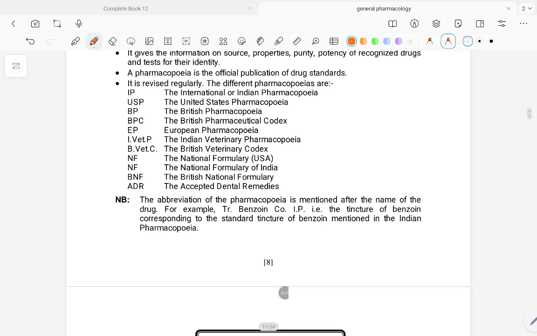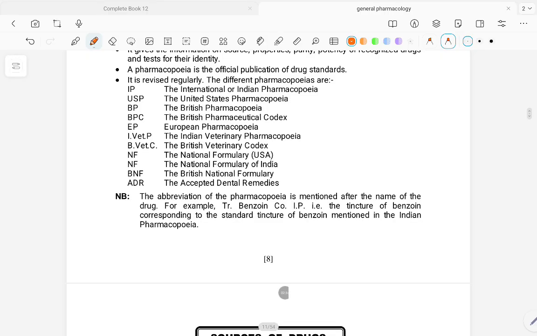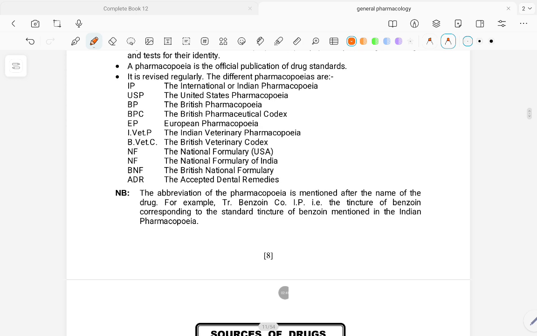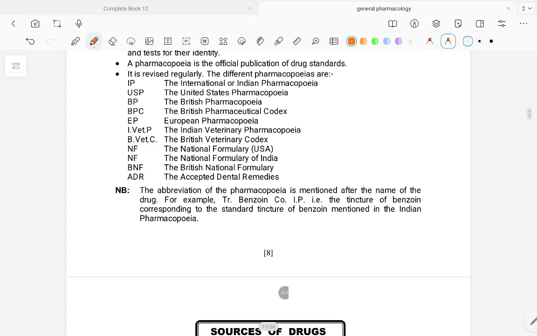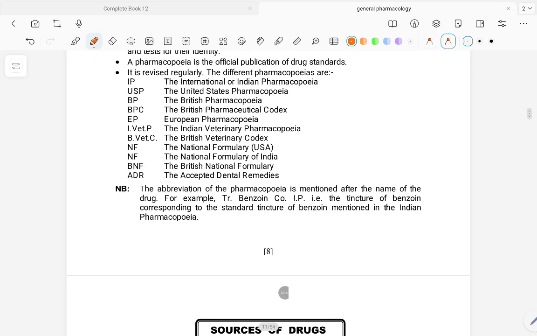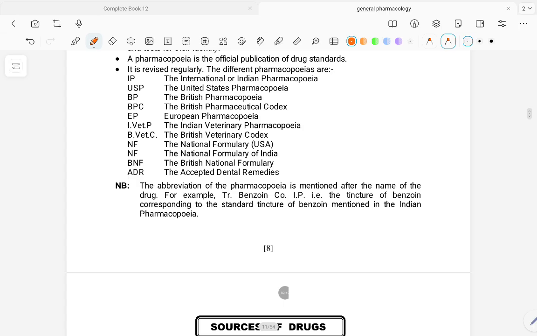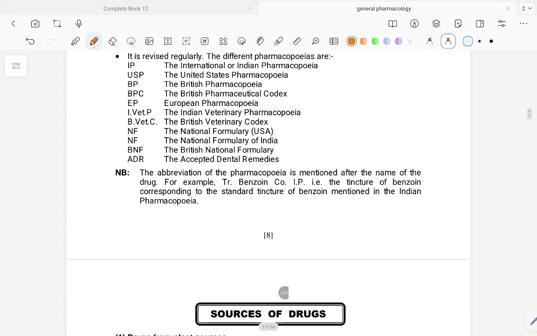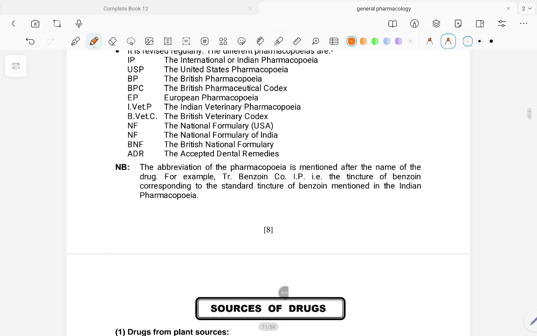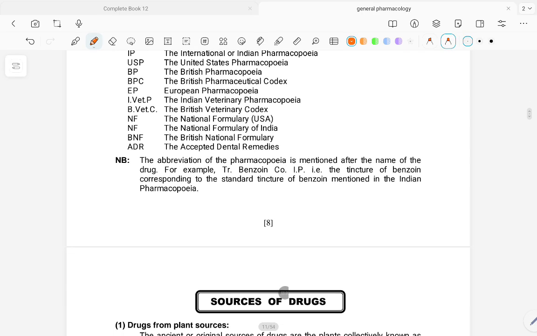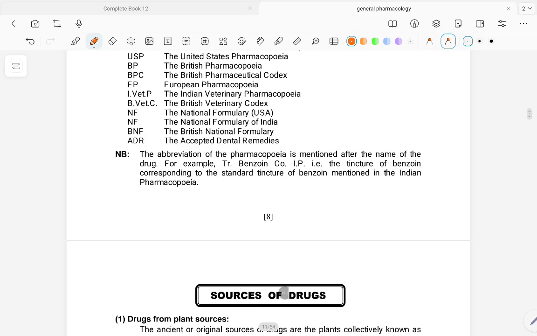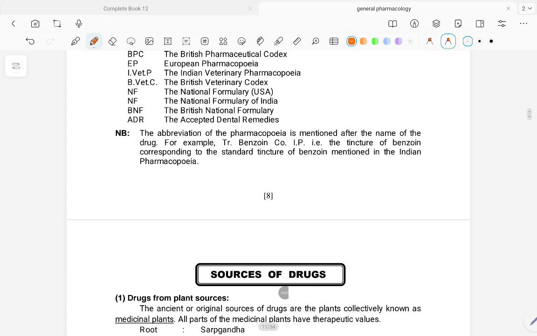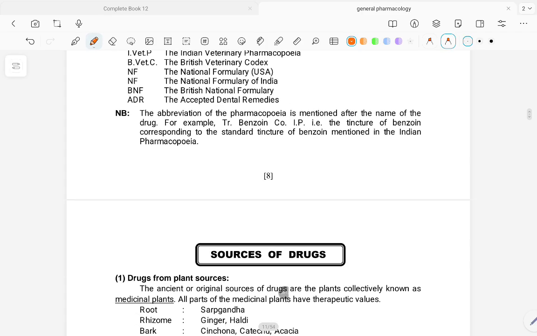It is revised regularly. The different pharmacopoeias are IP, the International or Indian Pharmacopoeia; USP, the United States Pharmacopoeia; BP, the British Pharmacopoeia; BPC, the British Pharmaceutical Codex; EP, European Pharmacopoeia; IVP, the Indian Veterinary Pharmacopoeia; BVetC, the British Veterinary Codex; NF, the National Formulary USA; NF, the National Formulary of India; BNF, the British National Formulary; ADR, the Accepted Dental Remedies.